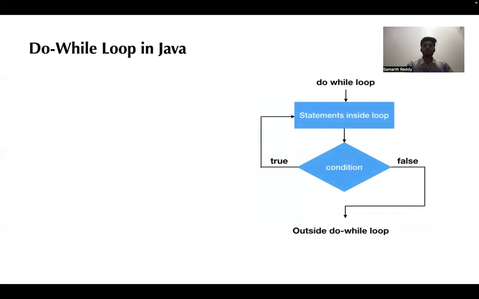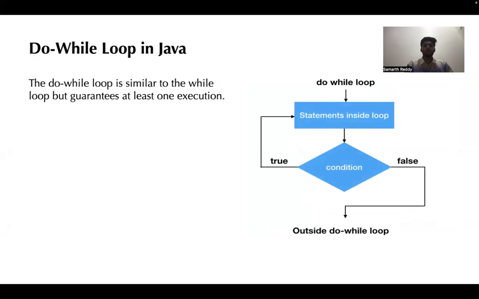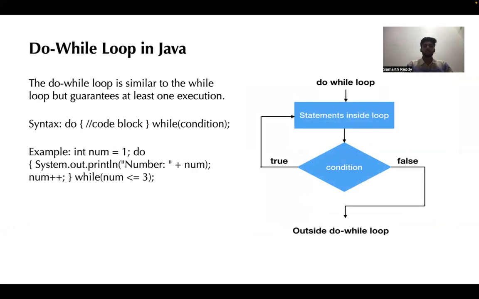Do while loop in Java. The do while loop is similar to the while loop but guarantees at least one execution. Here is the syntax and example. In do while loop, the statements inside the block execute first, and then the loop checks the condition, whether the condition is true or false.